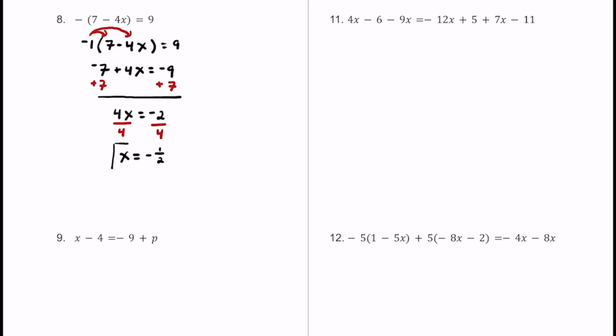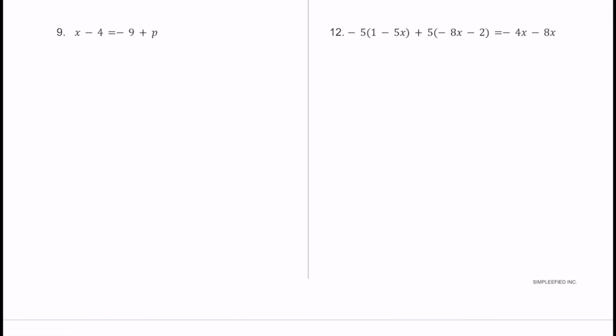All right, so this would be the solution here. We have a rational solution for this one. All right, for number 9, this one is a little bit interesting because we have two variables here. Now, since the whole worksheet here is dealing around solving for x, let's just go ahead and solve this in terms of x. So in this case, we don't know what p is, but that's okay.